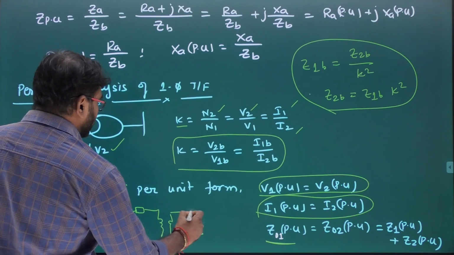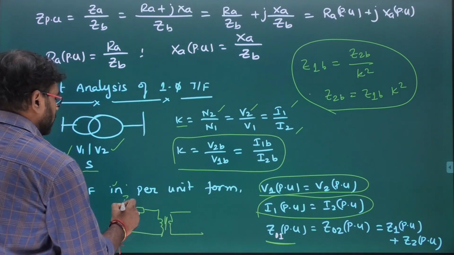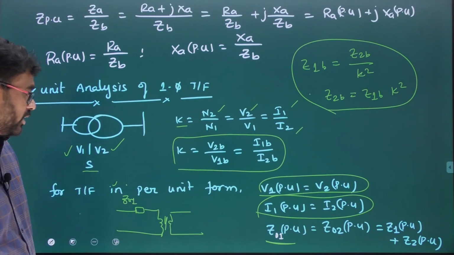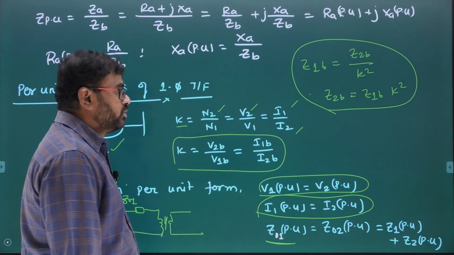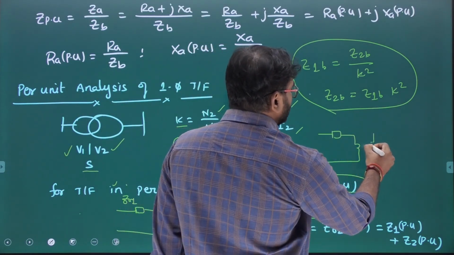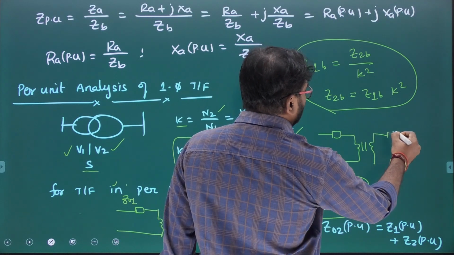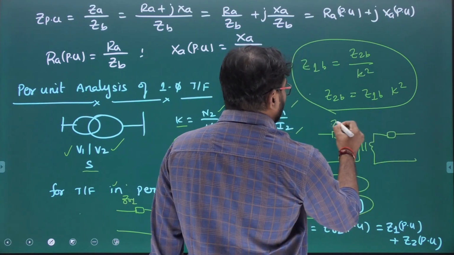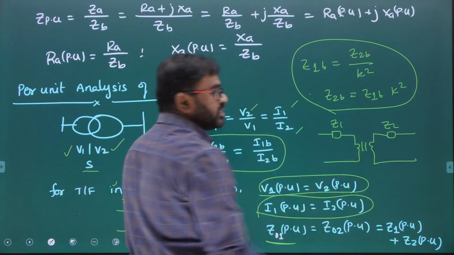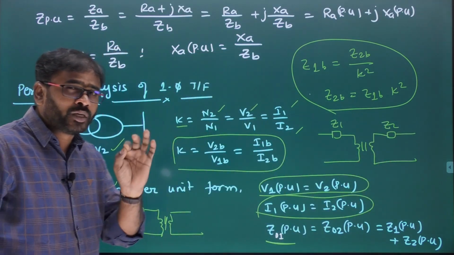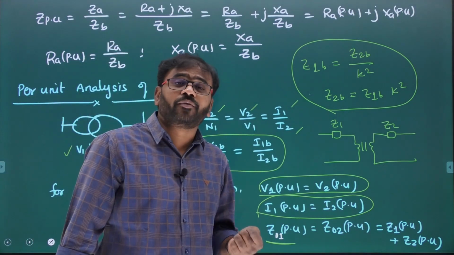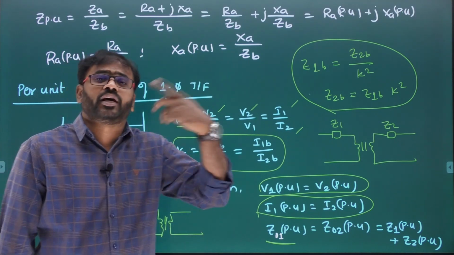This is the transformer equivalent circuit. See, Z01 is the impedance referred to primary. But what is Z1 and Z2? I can draw the equivalent circuit like this. This is Z1, this is Z2. This is the primary impedance of the transformer and secondary impedance of the transformer. That's why, regarding nomenclature, you should be very careful in the problem.